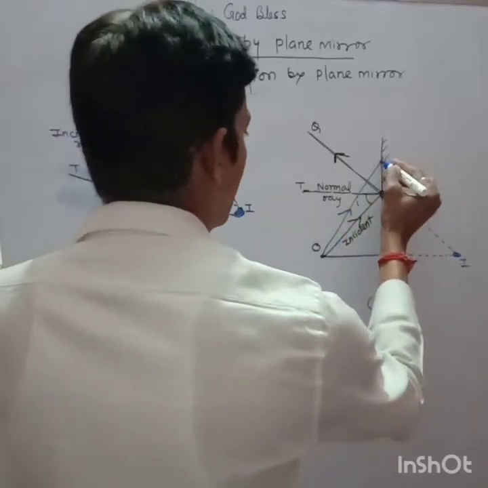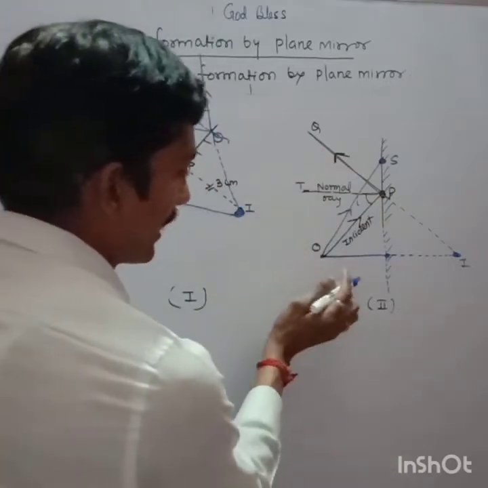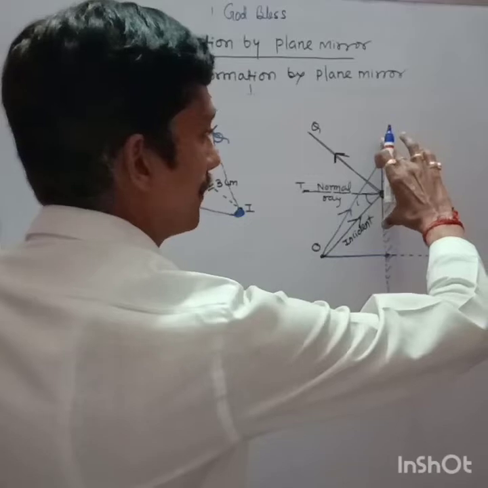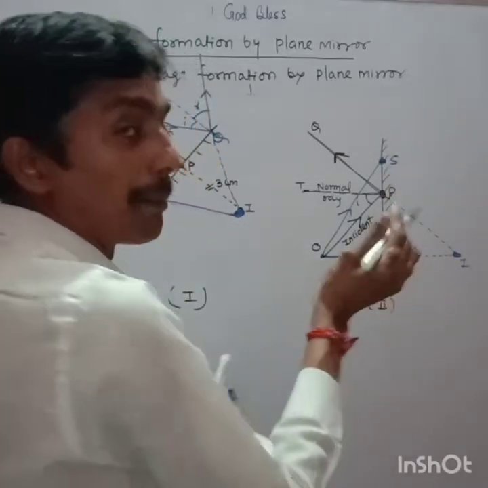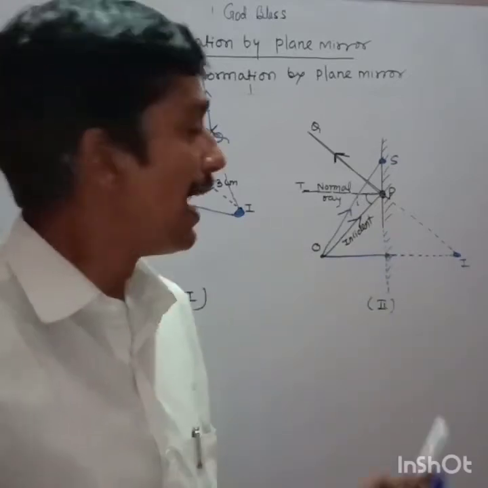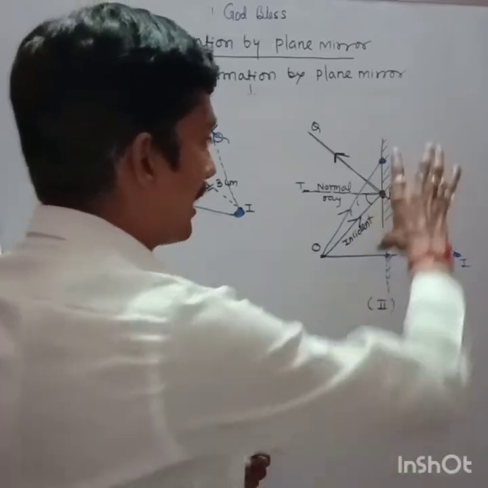Say it is incident at point S on the mirror. My dear, why have I not taken the ray on this side? Because my plane mirror is still here only. This is my imagination. I have extended the plane mirror for my trick to apply. Otherwise, the plane mirror is still here only.